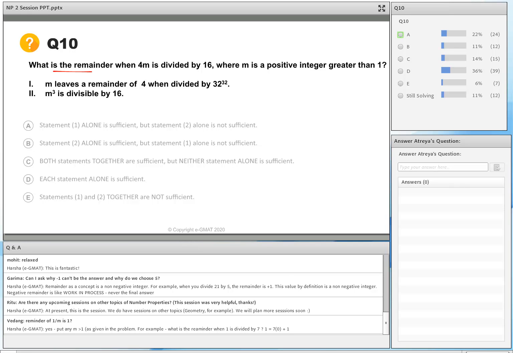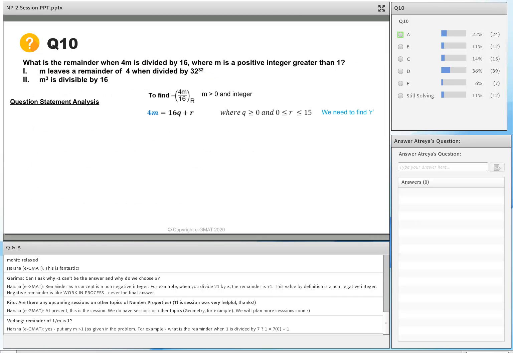Now I need to find out what is the remainder when 4m is divided by 16. Keep that in mind: when 4m is divided by 16, when m is a positive integer greater than 1. Now it's given that I need to find out the remainder when 4m is divided by 16, m is a positive integer and greater than 1.